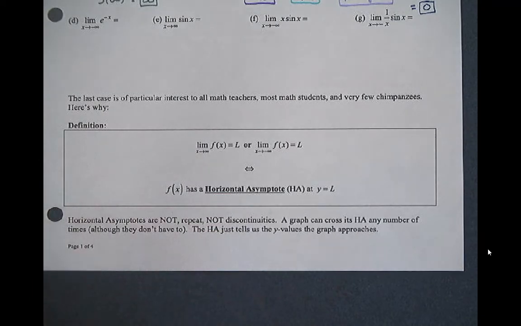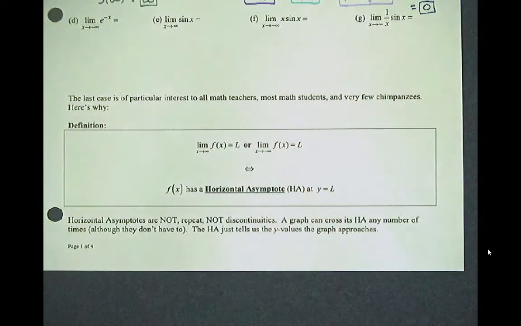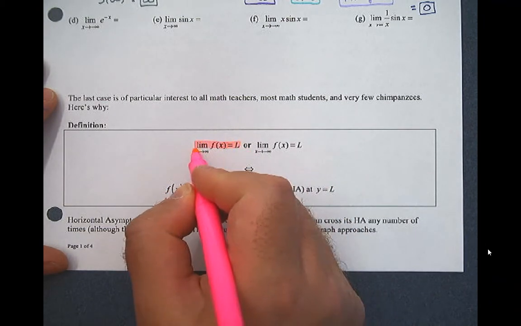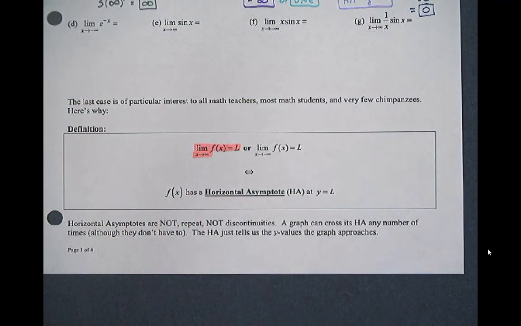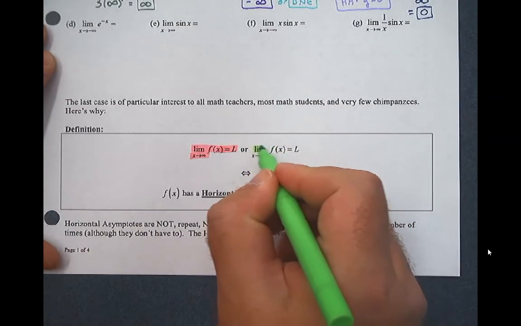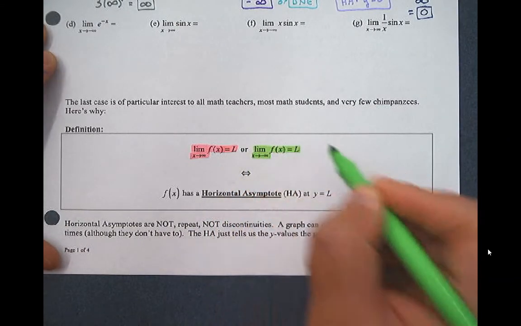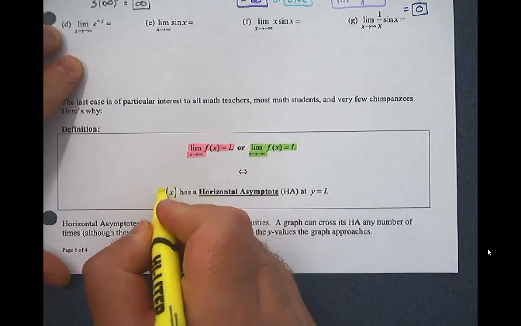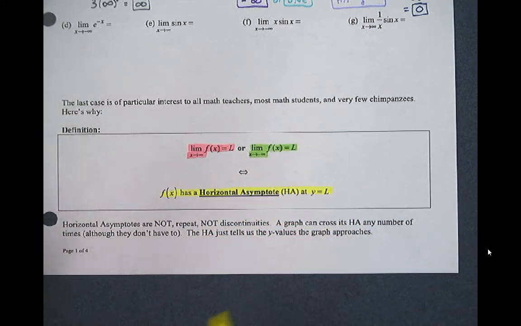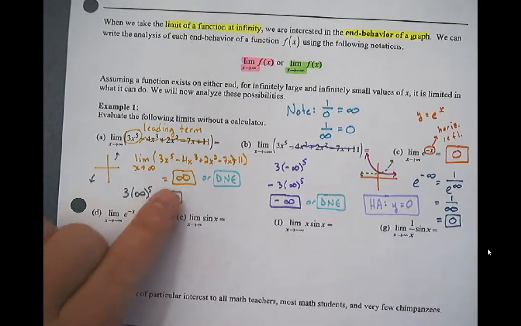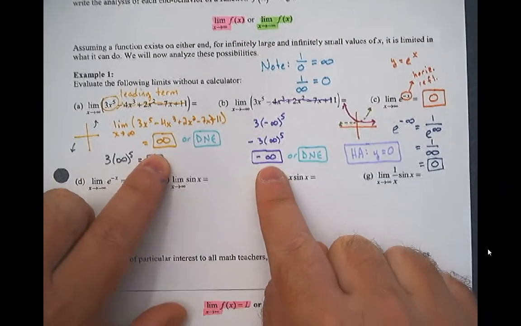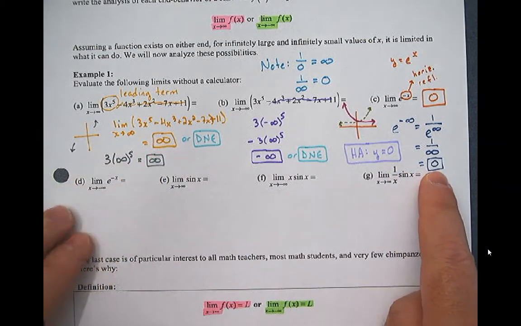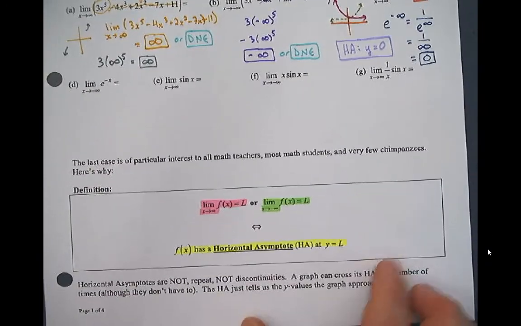Here's a little definition. If the limit of f of x as x approaches infinity is L, or the limit as x approaches negative infinity is some number L, then we can say that f has a horizontal asymptote at that value. So why didn't we say that for the first two examples? Well, they didn't level off at a number. They leveled off at the infinities. So this isn't a horizontal asymptote. This, because I leveled off at 0, is a horizontal asymptote.